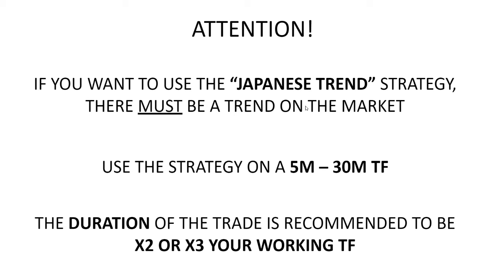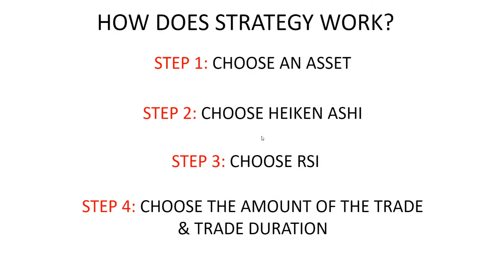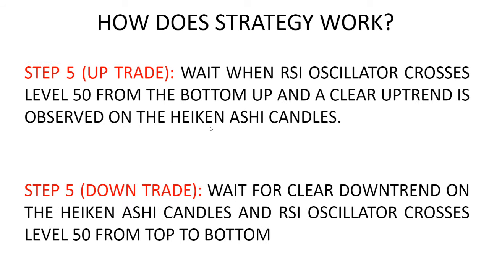Now, we have discussed this in the past, so I know I mentioned this a few times, but I do want to mention that I highly advise you to watch the rest of the streams in this series so that you have the whole picture of fixed time trading, and you can use it to the best of your advantage. So how does the strategy work? First, we choose an asset, then we choose the Heikin-Ashi candles, we choose the RSI indicator, we choose the amount of the trade, and the trade duration.